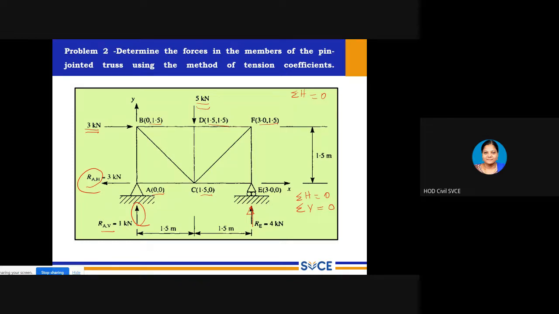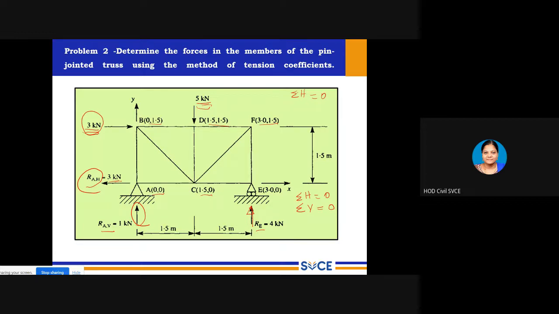Right? So what is the RAH value? Automatically, you have an external force of 3 kN acting towards the right. Therefore, at A, your reaction will be towards the left and the value will be 3 kN. Is that okay? Yes. And coming to the vertical loads, you have a total vertical load on the system of 5 kN. And you have to find the support reactions RAV as well as RE by applying summation V equal to 0.